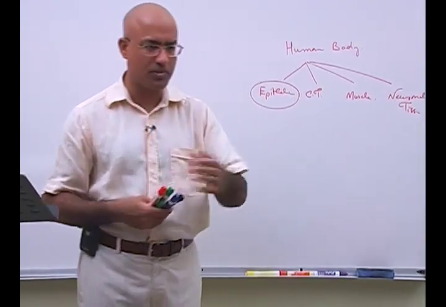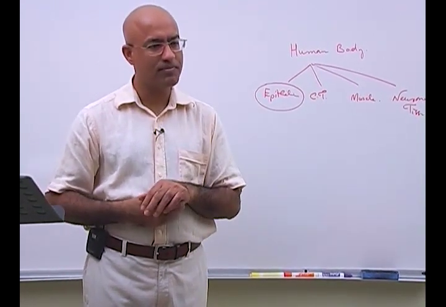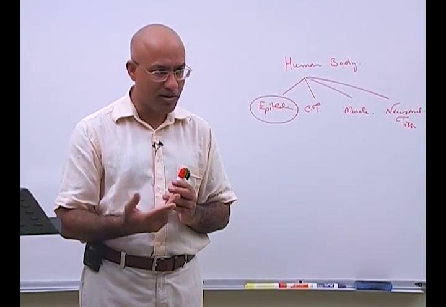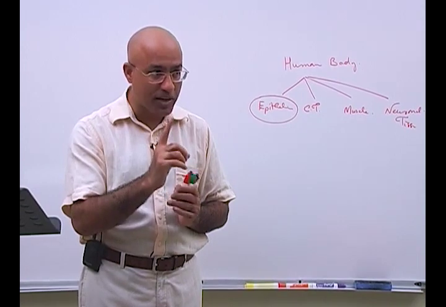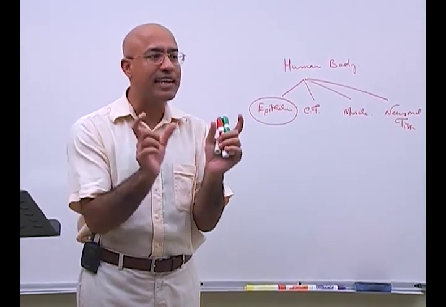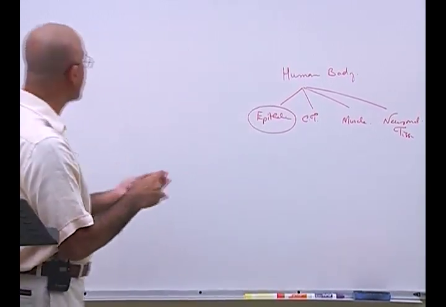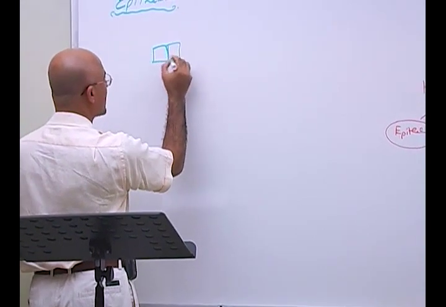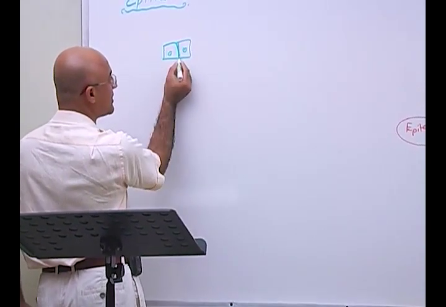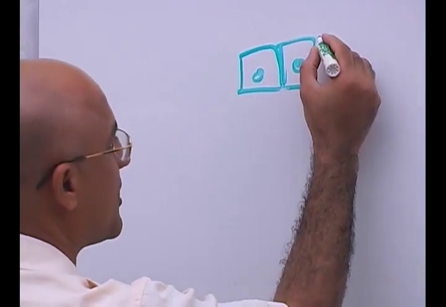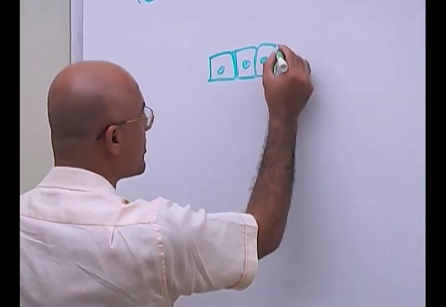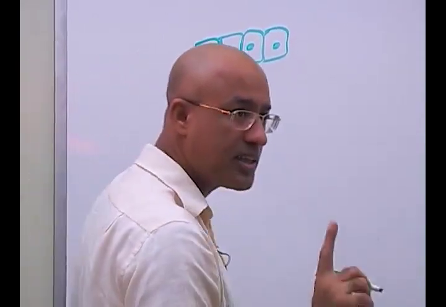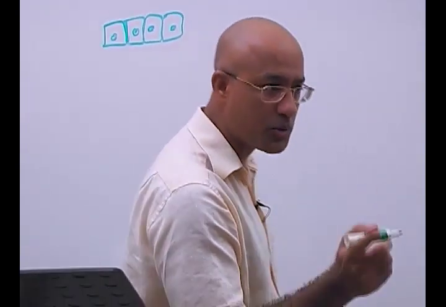So, who will define epithelium for me? Any idea? Epithelium is made of tightly packed, tightly opposed cells. Number 1 thing about epithelium is that it consists of tightly opposed cells, the membranes are very near to each other, and there is no vascular tissue in between. This epithelium is avascular.